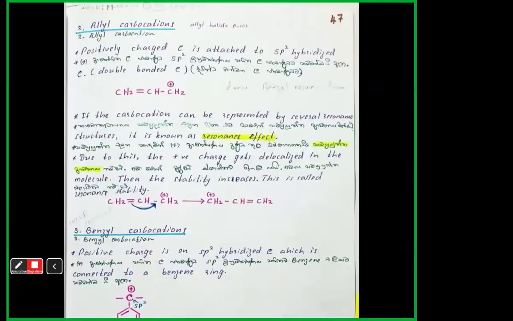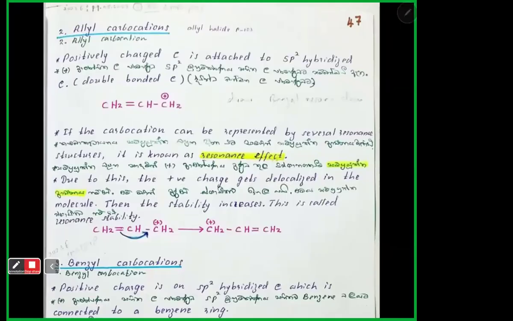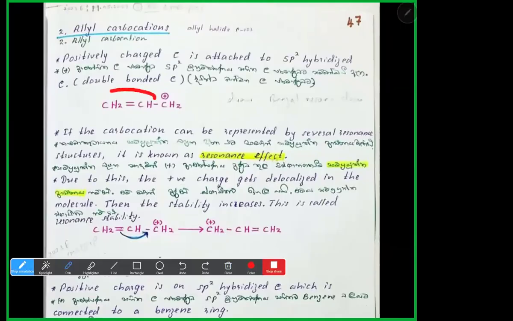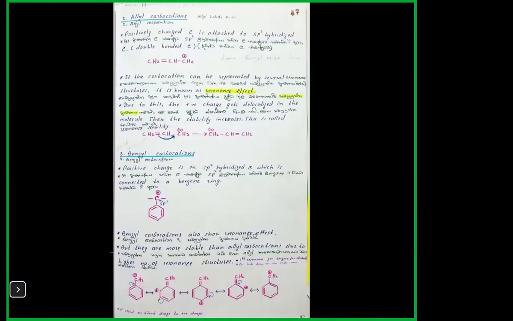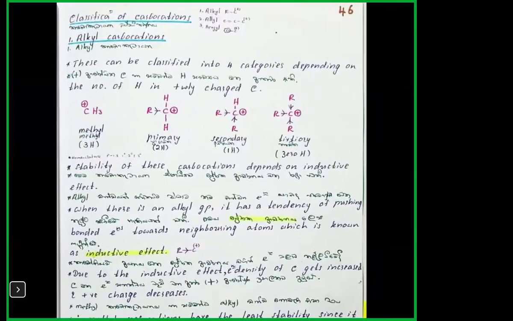Then the second one is the allyl carbocation, meaning you have a double bonded carbon, and to that double bonded carbon a C plus is attached. But the important point here is that this C plus can be delocalized within the double bond, so that it makes resonance structures, which is called resonance stability. So allyl carbocations are more stable compared to alkyl carbocations.